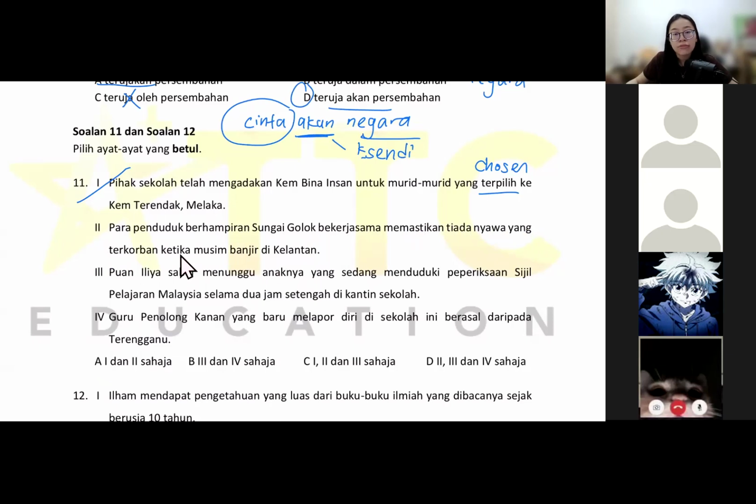Number 2. Para penduduk berhampiran Sungai Golok bekerja sama memastikan, to ensure, tiada nyawa yang terkorban, their sacrifice of the nyawa or the life, ketika musim banjir di Kelantan. This one is correct or wrong? Yes, correct.